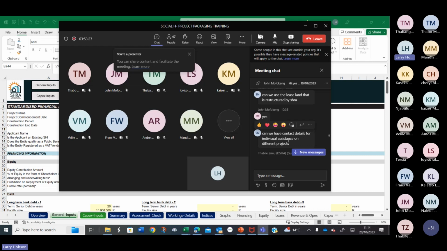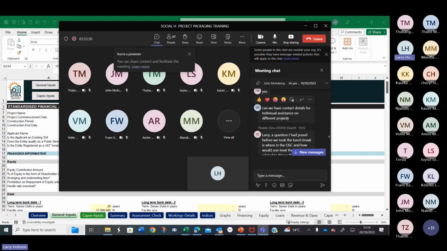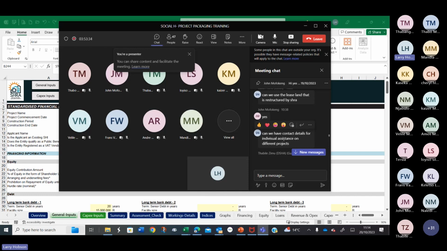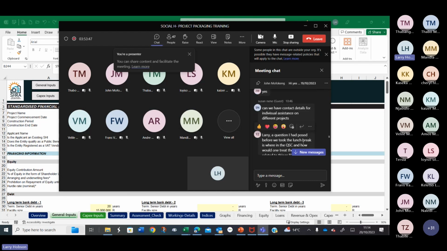Susan, can we have contact details for individual assistance on different projects? I think you need to ask the SHRA for those contact details. I'm sure they've got contact details for people who can assist, whether it's somebody inside SHRA or outside SHRA who knows this work. I think I'd leave that to the SHRA to give you some help there.